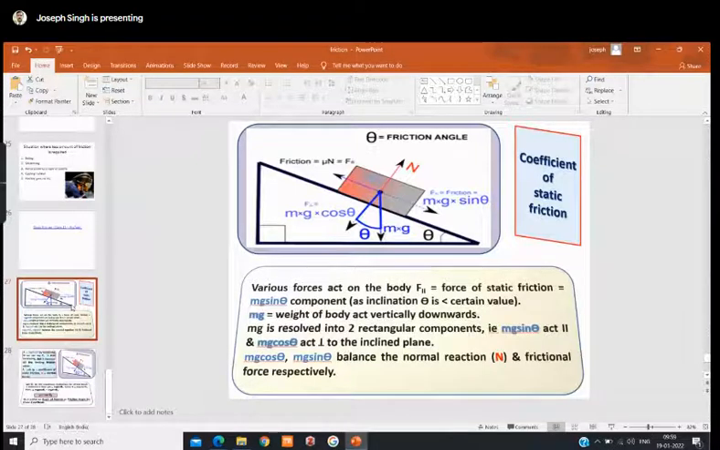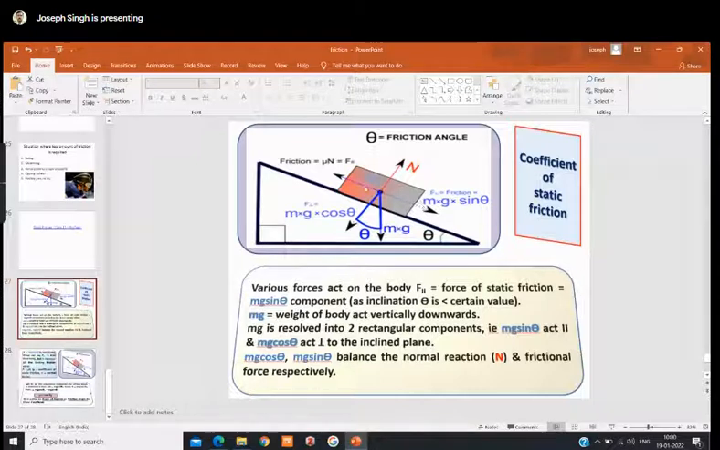Now let's see what is this friction angle, or we can say coefficient of static friction. Let's say one body, this box, is on a plane, and we are shifting this body to find the coefficient of static friction. So we started this body to move upward. At this angle, the body starts sliding. Okay, you got this?